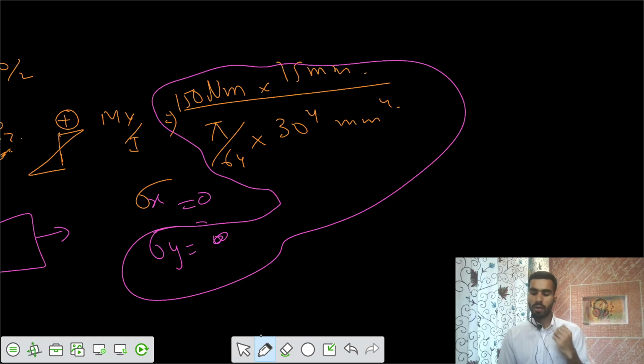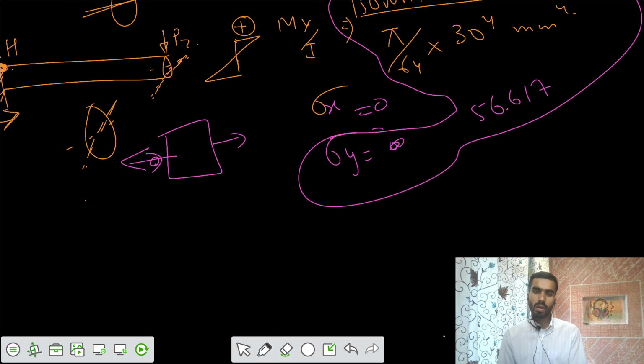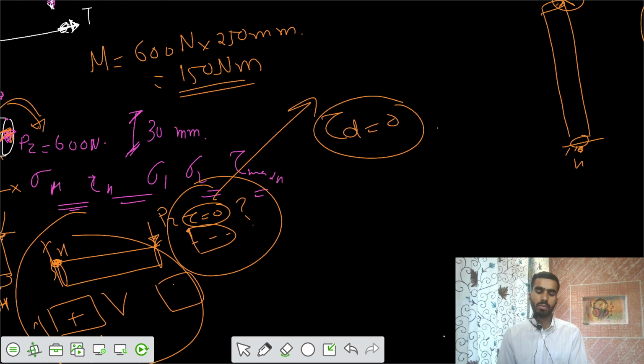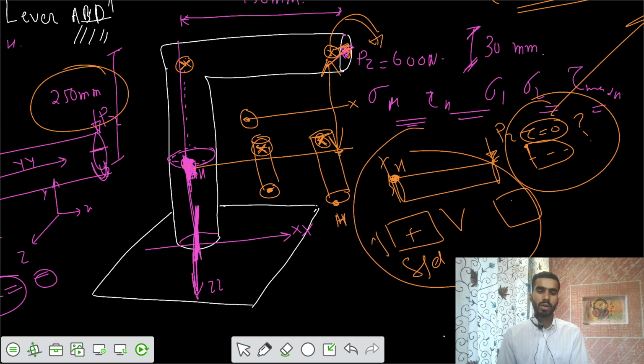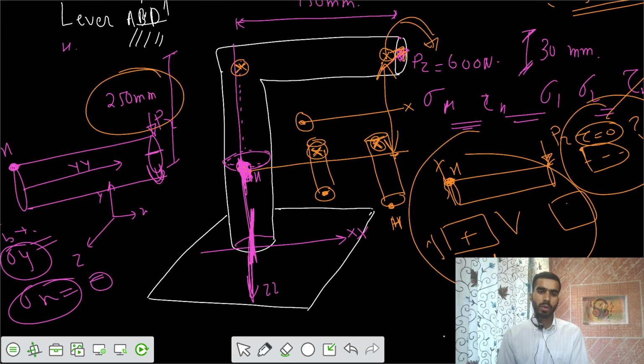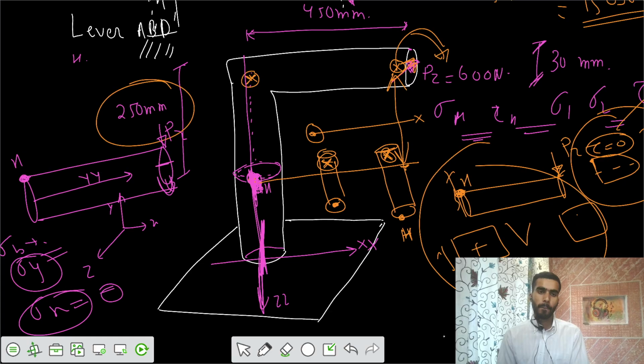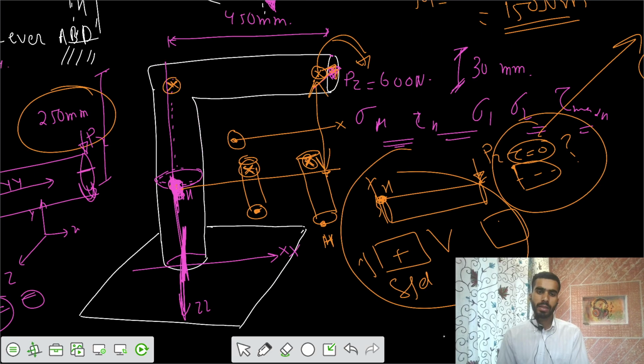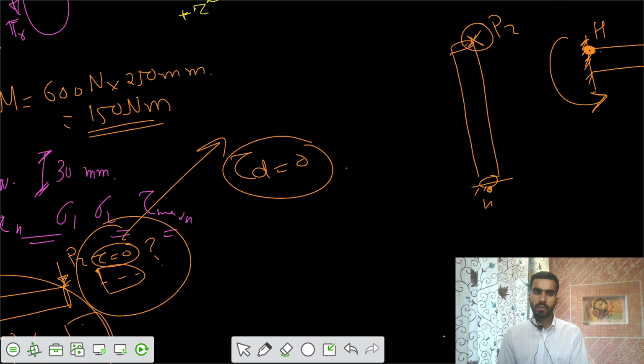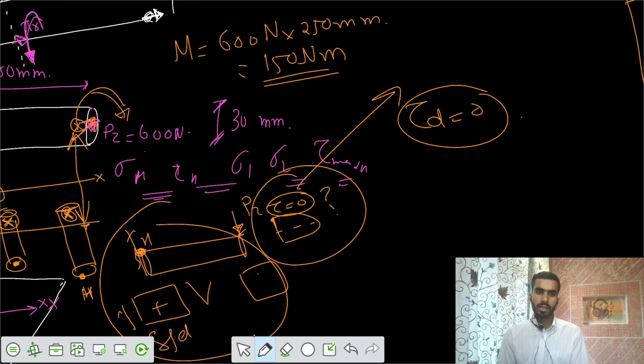So we have sigma y equal to, you calculate that, sigma y is 56.617. Now the thing was to get the value of sigma horizontal, sigma at H, tau at H, sigma 1, sigma 2, tau max.